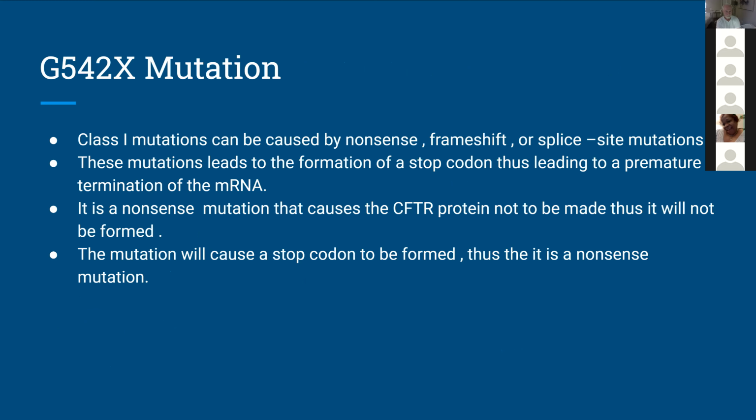Mutation itself, the class 1 mutations can be caused by nonsense, frame shift, or splice site mutations. These mutations lead to the formation of a stop codon that's leading to a premature termination of the mRNA.